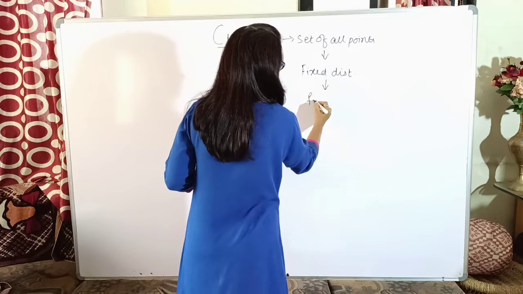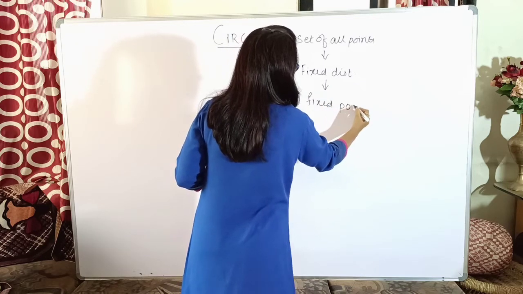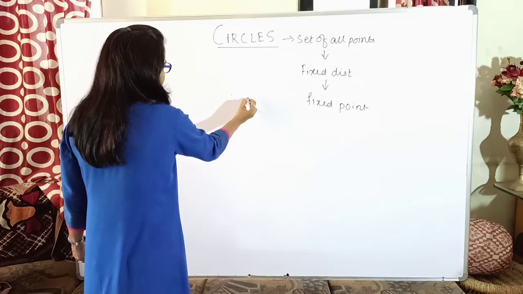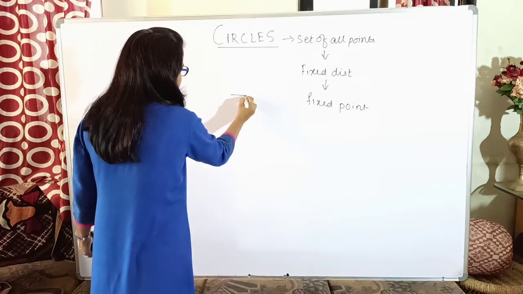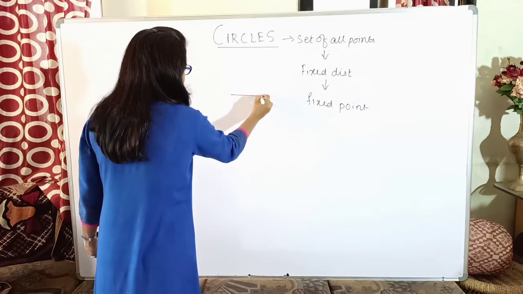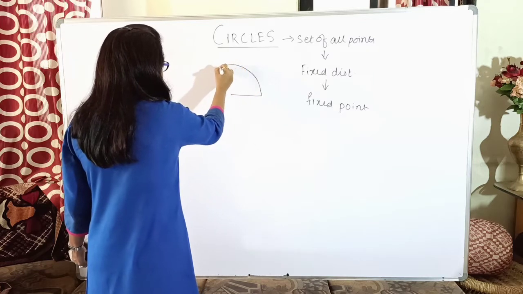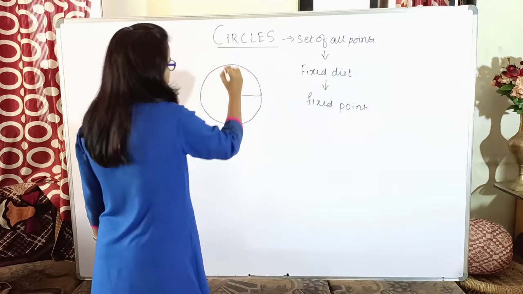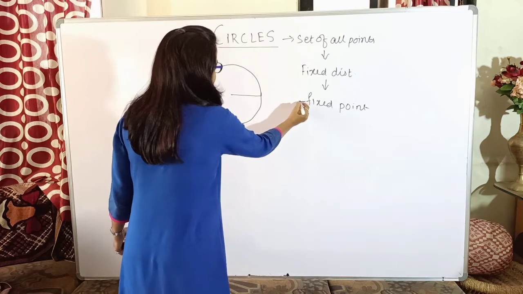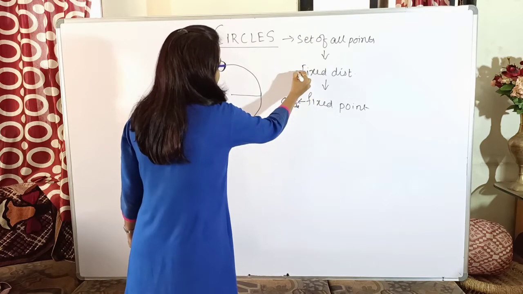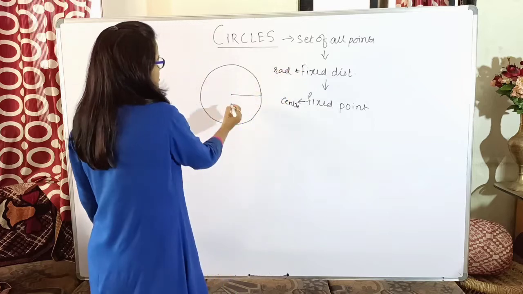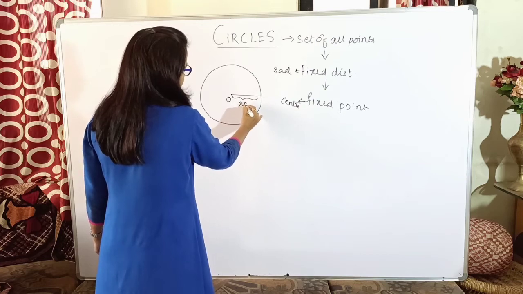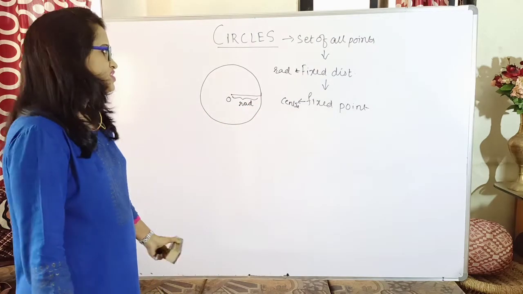from a fixed point. So if I have to represent it in a figure, so this will be my fixed point and this is my fixed distance. So the set of all points which are at a fixed distance are called as circle. Okay, so the fixed point is called as center of the circle, whereas the fixed distance is nothing but the radius of the circle. So this is my center O, whereas this distance is my radius. So this is the basic definition of circles.